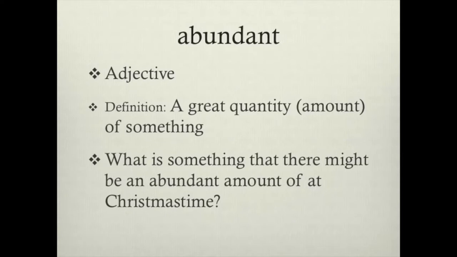Our first word this week is abundant. Abundant has the A-N-T suffix at the end, so we know that the word is either an adjective or a noun. In this case, abundant is an adjective or describing word. The definition of abundant is a great quantity or amount of something.